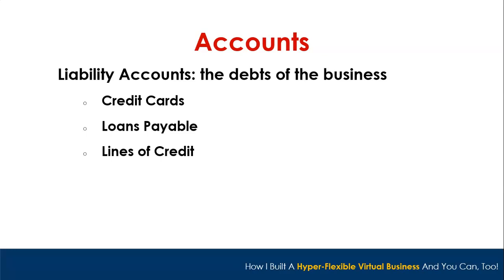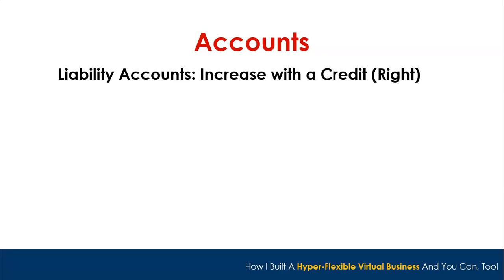So if I think about it this way, assets are what we own, liabilities are what we owe. Liability accounts that you'll see on the statements could be credit cards, loans payable, or lines of credit. Most of these accounts, you can put the word payable at the end of them, and that's how you know it's a liability account. Unlike an asset, a liability account is going to increase with a credit, which means it increases on the right.